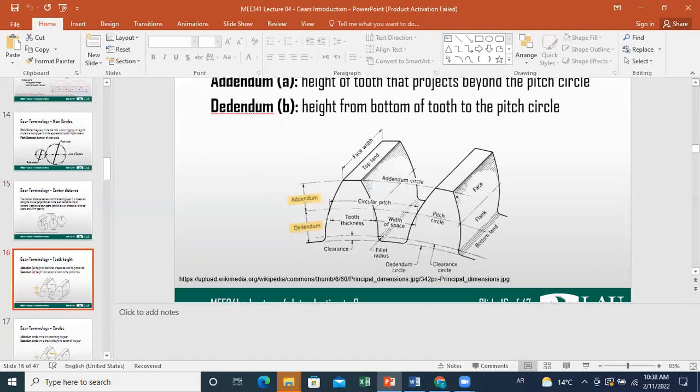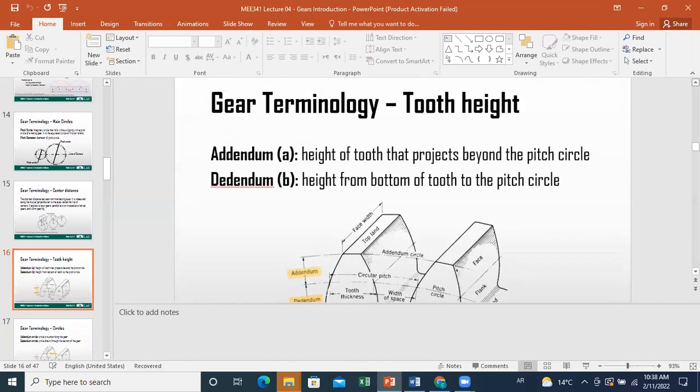Another important parameter to define is the tooth height. The tooth height is divided into two parts, addendum and dedendum heights. The addendum height is defined as the height that projects beyond the pitch circle, while the dedendum height is the height from the bottom of the tooth to the pitch circle.